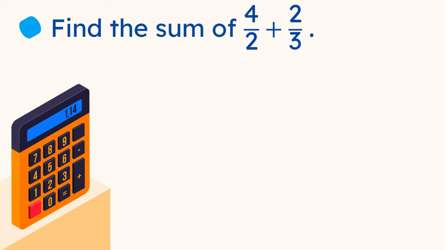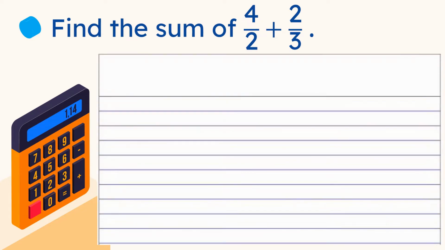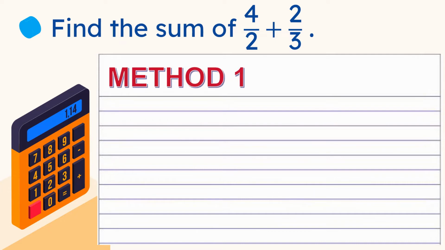Let's have example number 1. Find the sum of 4 out of 2 plus 2/3. To find the answer to this, I'll be presenting to you the method 1. Okay, so the first method. The first method is for you to, of course, let's show our solution. If I have 4 out of 2 plus 2/3, so step number 1 daw is to find the LCD.